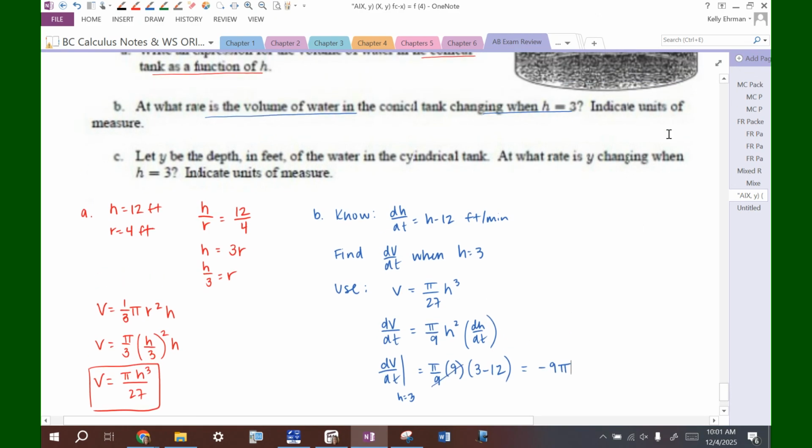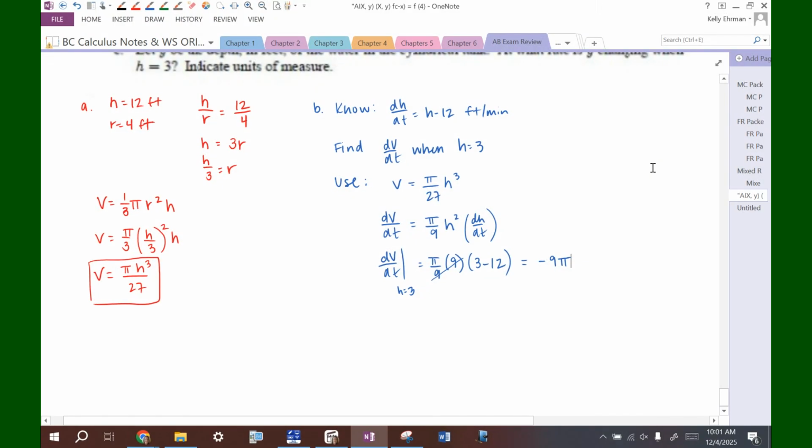Include units in your answer. Yeah, so this is changing volume. So that's going to be cubic feet per minute. So the cone is draining at negative 9 pi cubic feet per minute. I think we did have the same problem back when we learned related rates. Okay, what about part C?